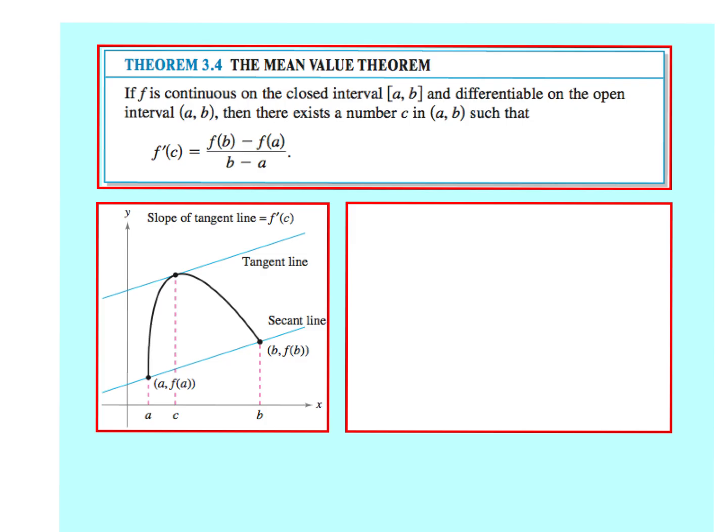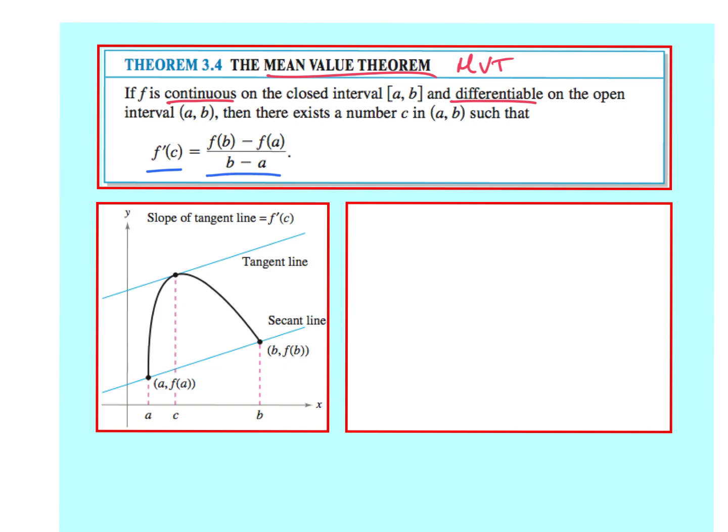The function has to be what? A lot of times it's abbreviated by MVT. That's our new gang sign. And so the function has to be continuous and differentiable. And then this is all it is. Our slope f prime of c is equal to f of b minus f of a over b minus a.